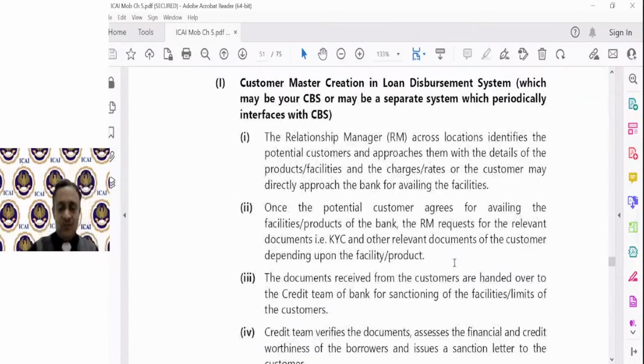So let us run through this fast. Customer master creation in loan disbursement system. When a potential customer has been identified by the relationship manager, details are sought from the customer, and the nature of details will be directly dependent on the nature of facility. So please understand what the nature of facility is.